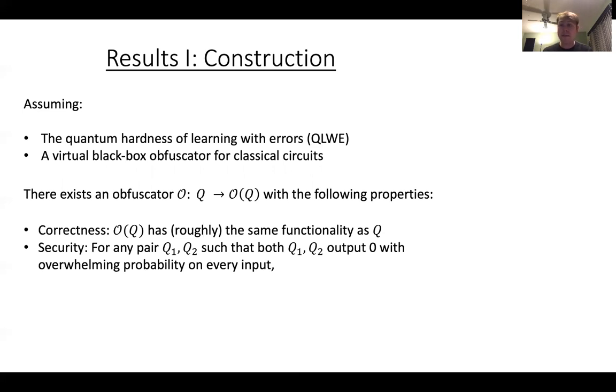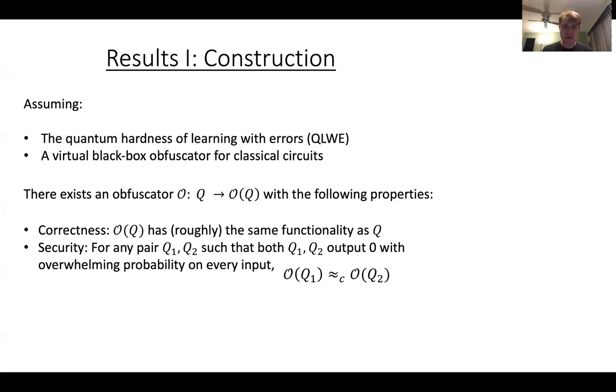And then for security, we can show that for any pair of quantum circuits Q1 and Q2, such that both Q1 and Q2 output 0 with overwhelming probability on every input, meaning these are both so-called null quantum circuits, their obfuscations are computationally indistinguishable. And so this is exactly the quantum analog of a previously studied notion of null indistinguishability obfuscation in the classical setting.